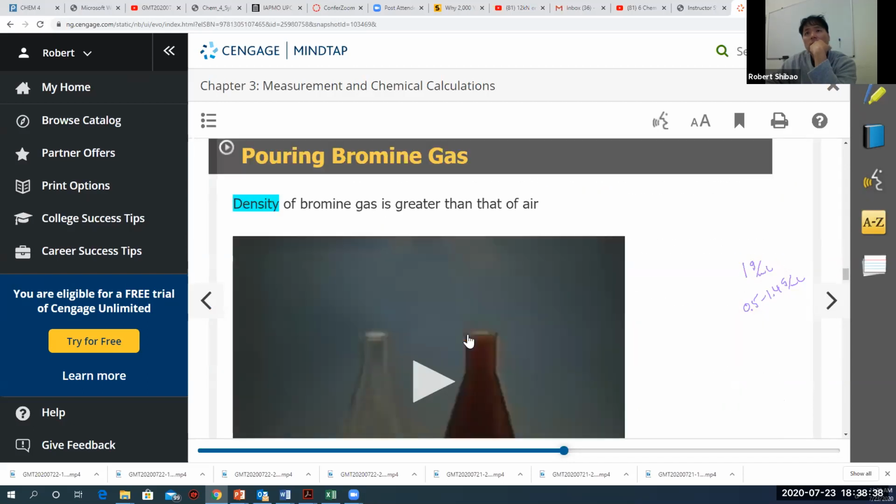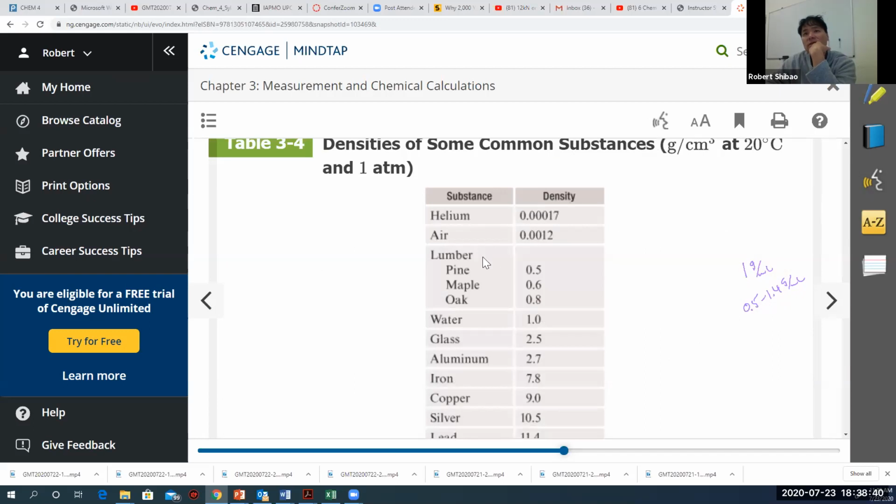One of the things you could have done is look at some densities here. Pine wood is 0.5, and seawater is definitely more dense than that. Water is 1.0. Glass is 2.5 times more dense. So there's no way seawater is as dense as glass. If you drop a glass bottle in the ocean, it's going to sink, unless the bottle is filled with air, and then you have to account for the total volume, so there's a lot of air and glass. But if it's solid glass, forget it. It's going to sink like a rock.